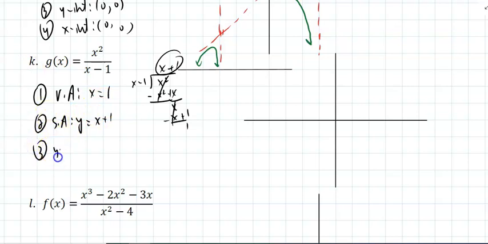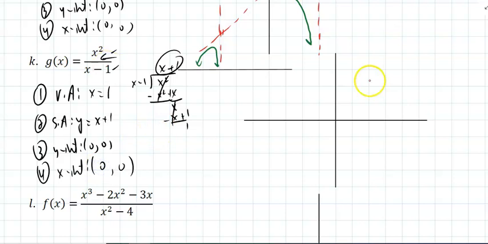3. The y-intercept, if I set x equal to 0, I will get a 0, because 0 over negative 1 is a 0. And 4, x-intercept, the top equals 0 when x equals 0. Remember, the origin is both the x and the y-intercept. Start with my asymptotes, x equal 1, that's a line for sure I can't cross. Y equal x plus 1, shift it up 1 unit, 1 up, 1 to the right.